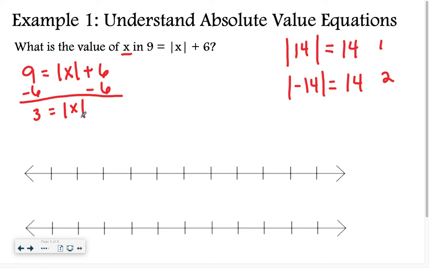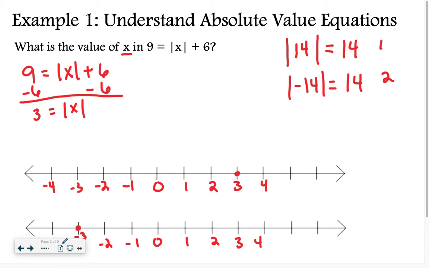What two numbers are 3 units away from 0? Well, the absolute value of 3 would be one answer. So I'm going to plot a point at 3. And then if I think about it, what other number would be 3 units away from 0? Another number that would be 3 units away from 0 would in fact be negative 3. So I'm going to plot a point at negative 3.